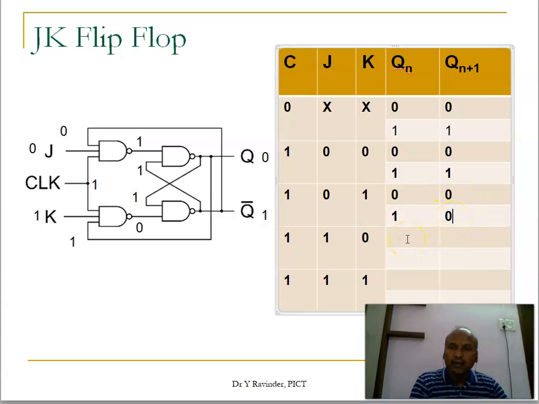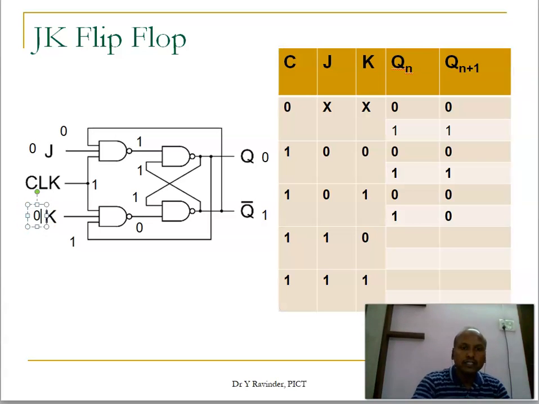Now what I am trying to do now is J is 1 and K is 0. So I'll make this 0. When I make this 0 and J is 1 and K is 0, this is 1.